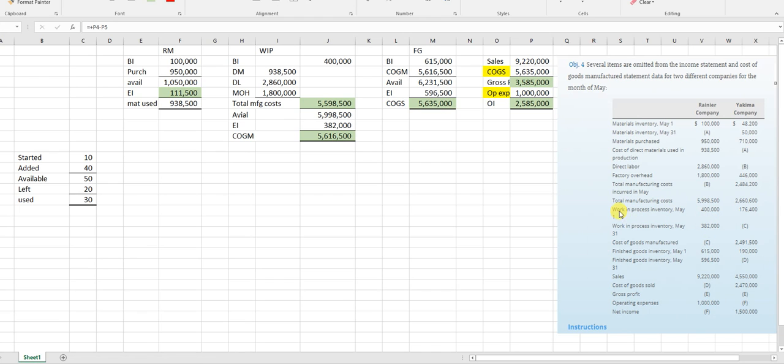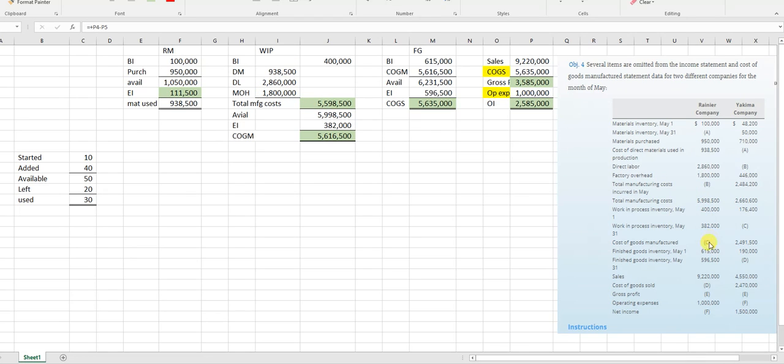So I went back and changed it. My work in process inventory on May 1st was 400,000, so I put 400,000 up there. And my work in process inventory on May 31st is 382,000, so I put that there. So let's go back through these. My materials inventory on May 31st is 111,500, so I just simply backed into that one because I knew these other numbers. Letter B is total manufacturing costs, which are the sum of direct materials, direct labor, and manufacturing overhead.